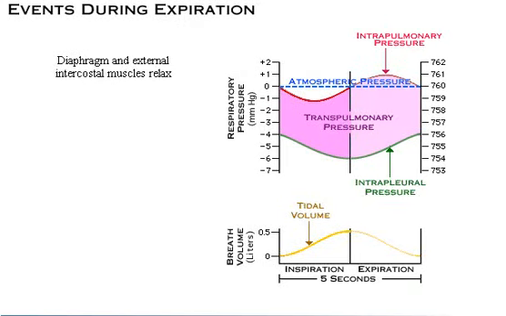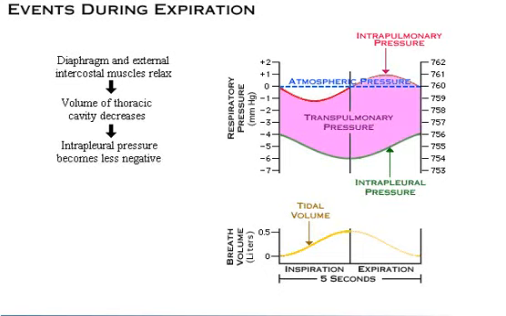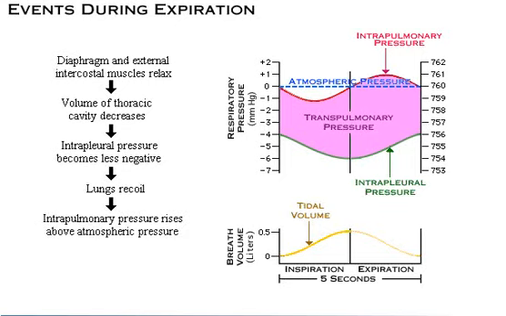During expiration, the diaphragm and external intercostal muscles relax, decreasing the volume of the thoracic cavity. The intrapleural pressure becomes less negative, the transpulmonary pressure decreases, and the lungs passively recoil. This increases the intrapulmonary pressure so that it rises above atmospheric pressure. Air, following its pressure gradient, moves out of the lungs. Watch how the three pressures change together on the graph.